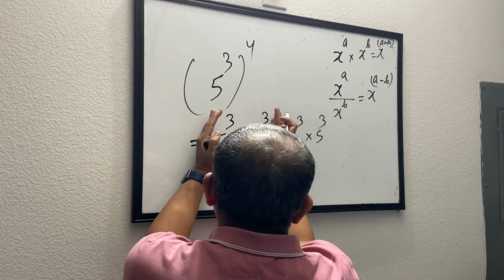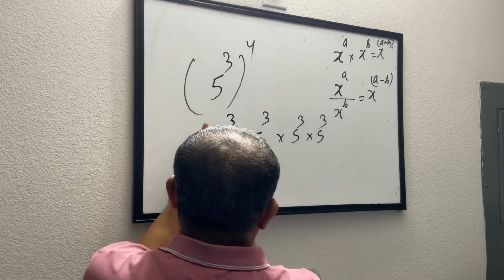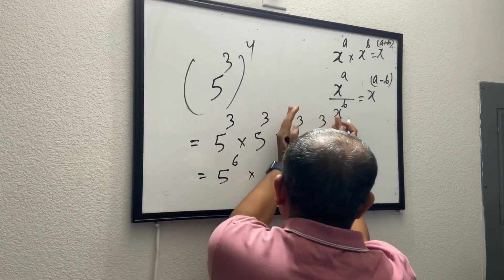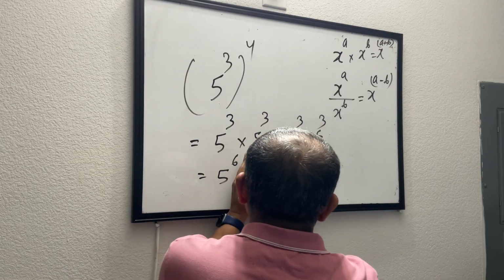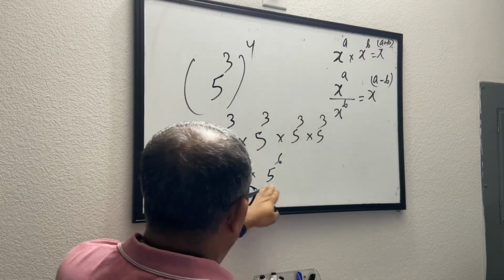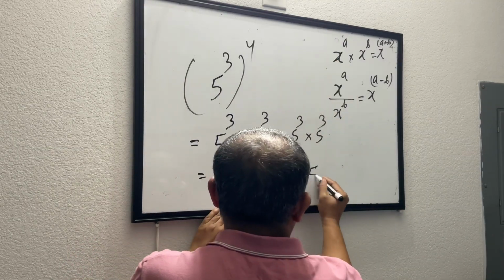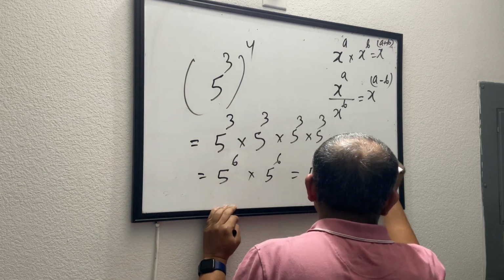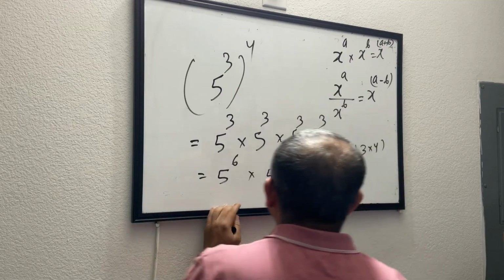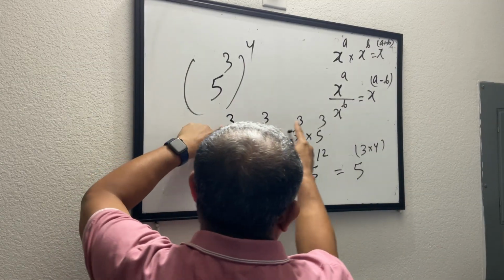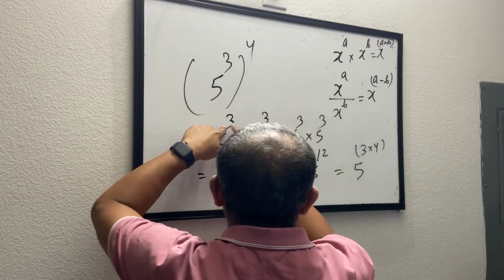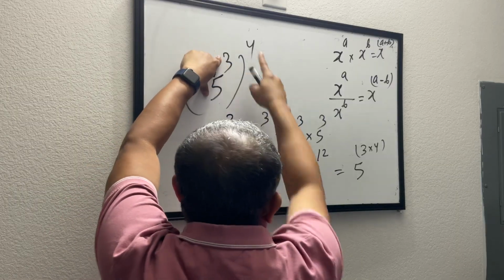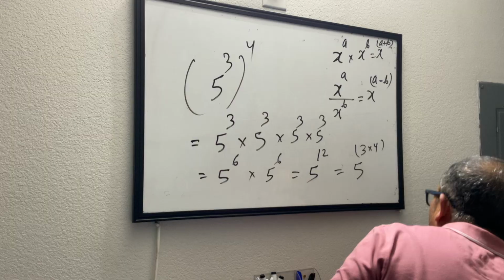Now, let's do one by one. 5 to the power 3 times 5 to the power 3 will become 5 to the power 6. And then you still have these two. These two will become again 5 to the power 6. Now, same base. You are applying the first rule. It becomes 5 to the power 12. Which is nothing but 5 to the power 3 times 4. See, if you look at it, you are adding 3, 3, 3, 3. Repeated addition is what becomes multiplication. So you will say, if you have something like this, that will become 3 into 4. So this is the third rule of exponent.